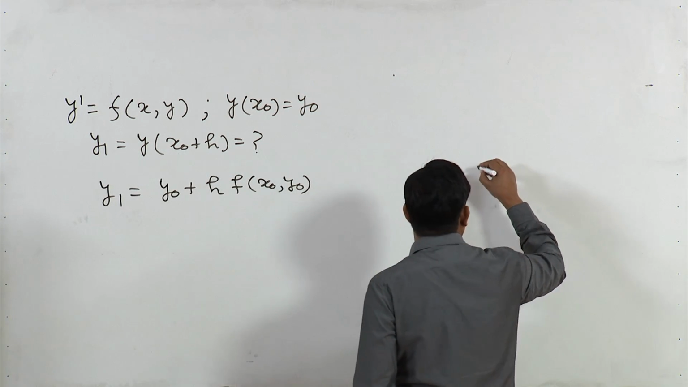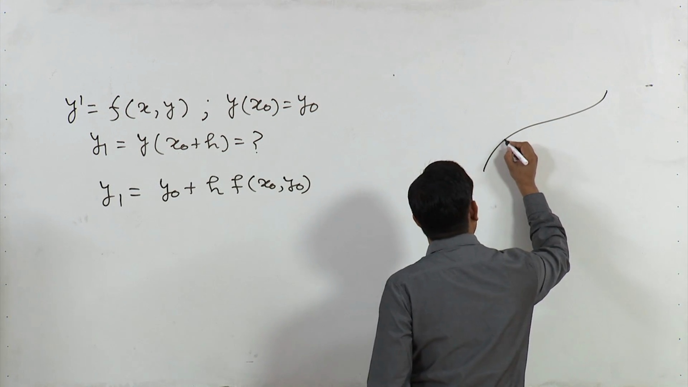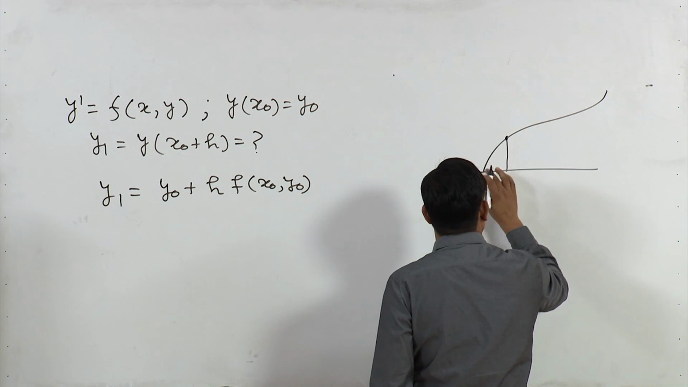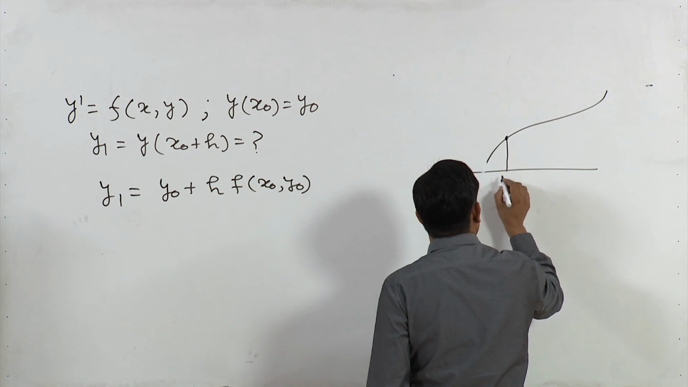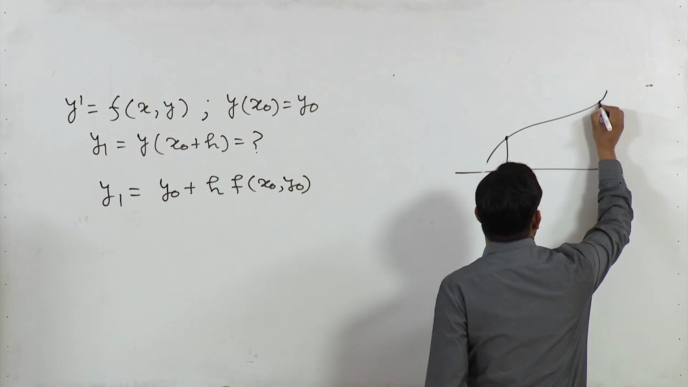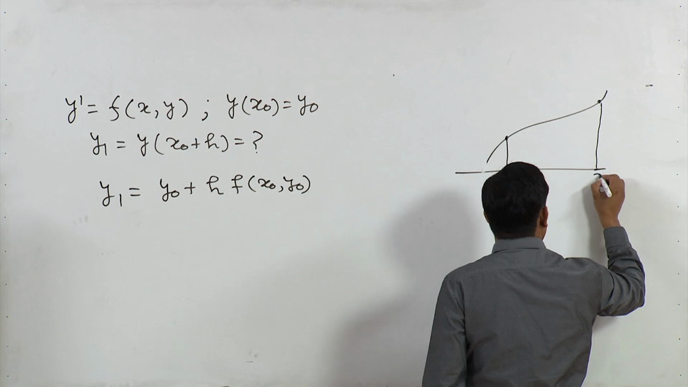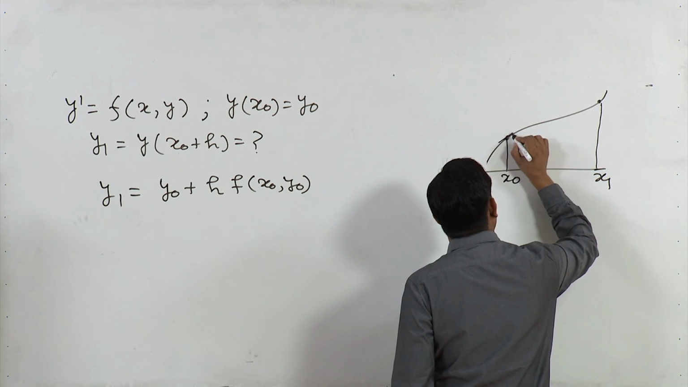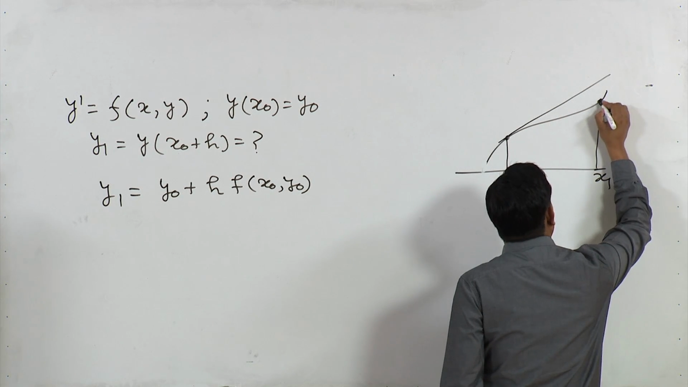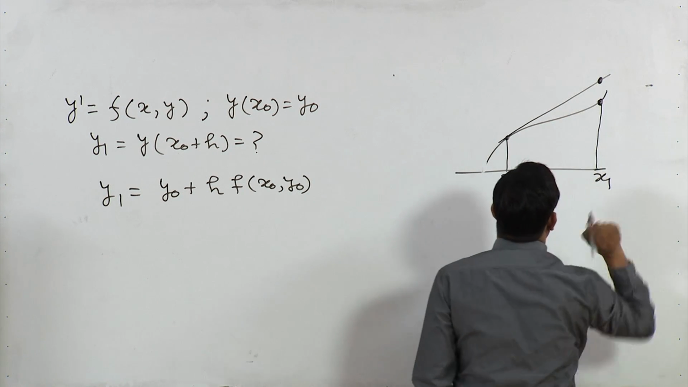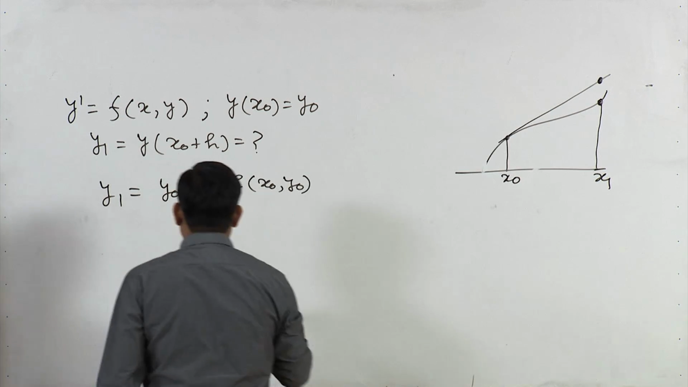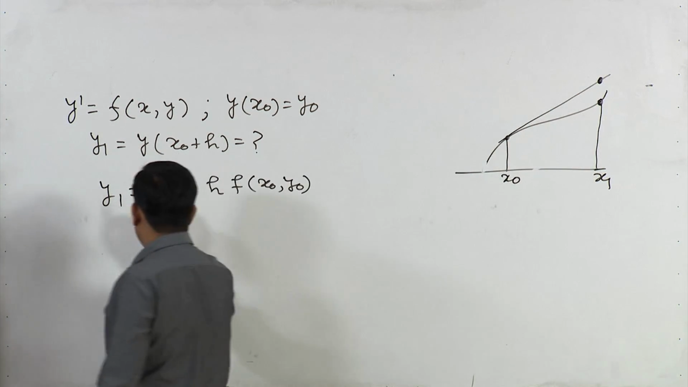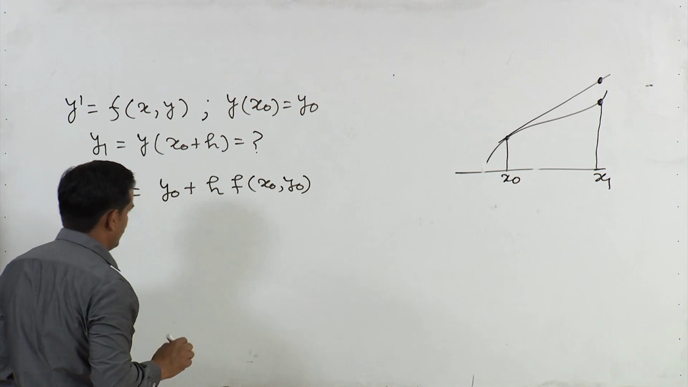For example, if this is the function, this is the point x naught, and this is the point x1. Here I know the value and I am taking the slope here, and I am approximating this value by this one in Euler's method. Here I have calculated this value of y1 and I will use this as the predicted value.